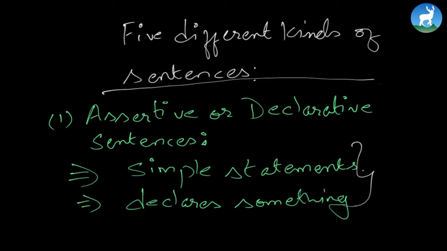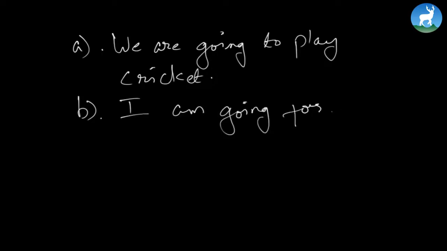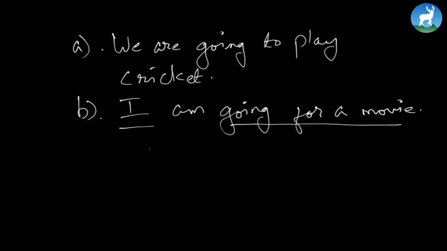We can further clarify this with an example. Let's say, we are going to play cricket. There, a simple statement is made and it declares something: that a number of people are going to play cricket. They are declaring the fact that they are playing cricket. Looking at another example, I'm going for a movie. Again, a simple statement declaring that the subject, I, is going for a movie. So whenever a sentence declares something, we call it an assertive or declarative sentence.